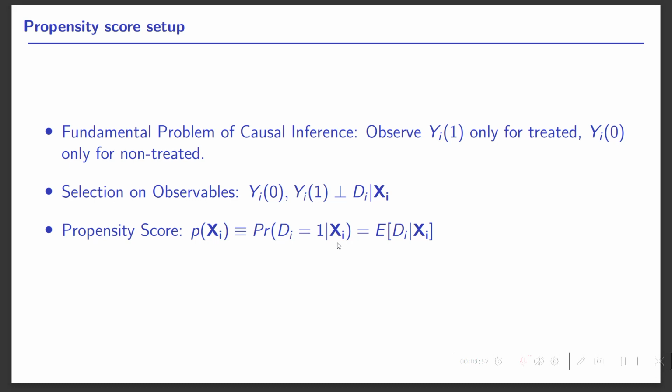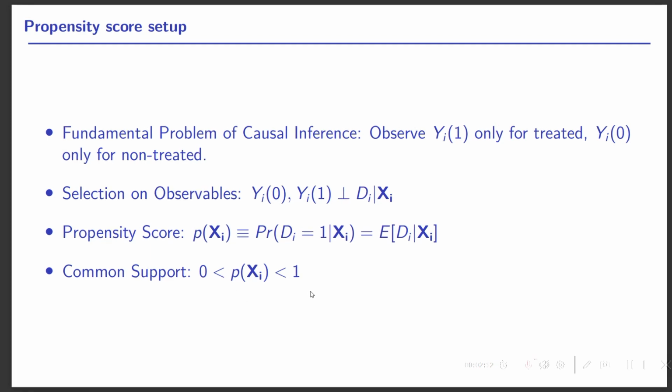A hidden assumption that we've used is the assumption of common support, which states that all individuals have a positive but not certain probability of being treated. That is, the propensity score is always between 0 and 1.